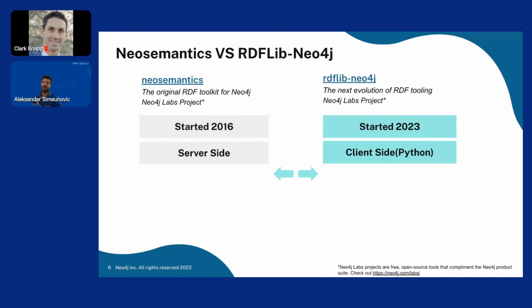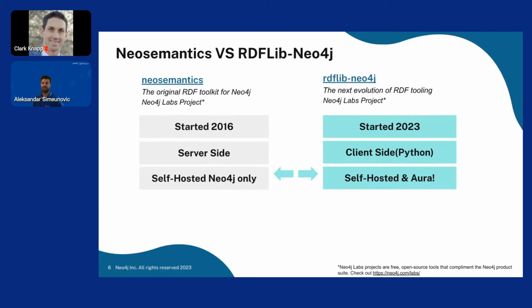NeoSemantics is a server-side plugin where you have to install it on the server. And then it's language agnostic, meaning that whatever language you're deciding to implement your data ingestion in, as long as it has a Neo4j driver connecting to Neo4j, you're good to go. While you're more limited in the options of RDFLib Neo4j because it's a client-side Python library. As I mentioned earlier, NeoSemantics works only on self-hosted Neo4j deployments, while RDFLib works both on self-hosted deployments and on Aura, which is very important to note here.